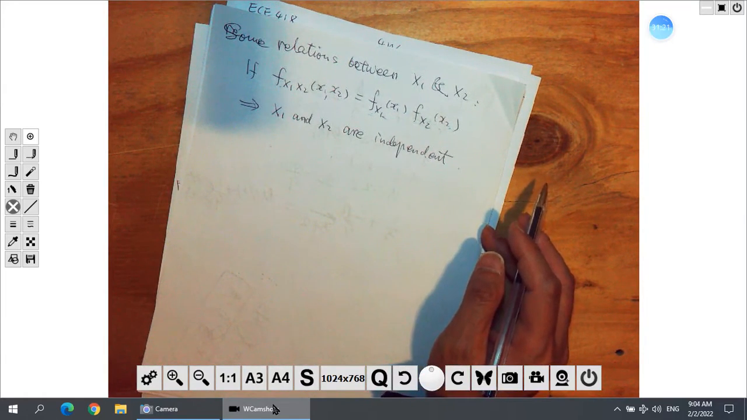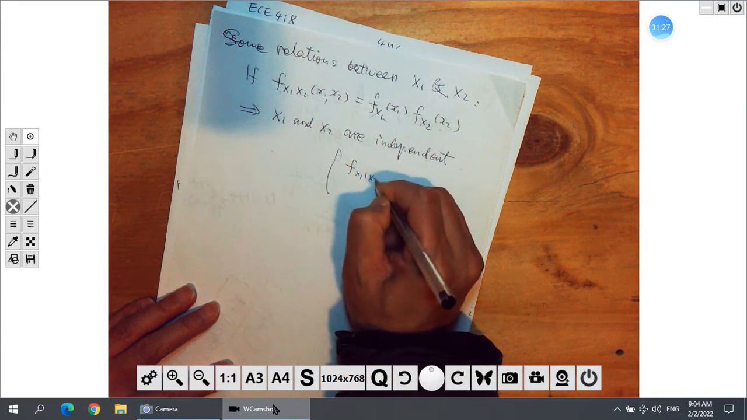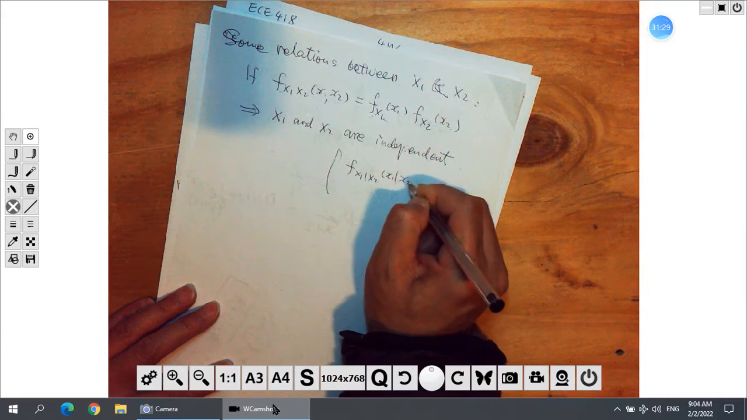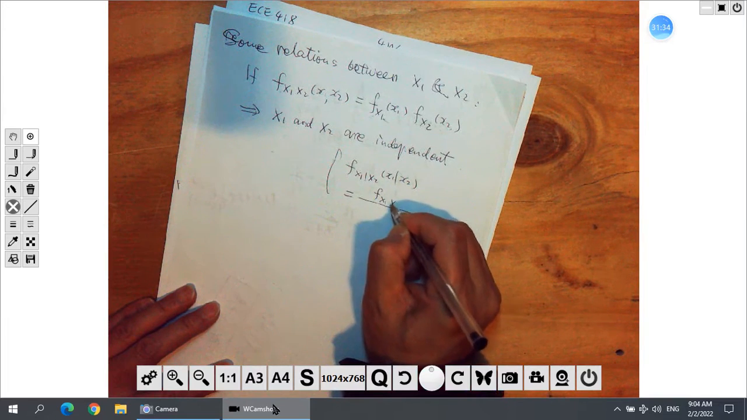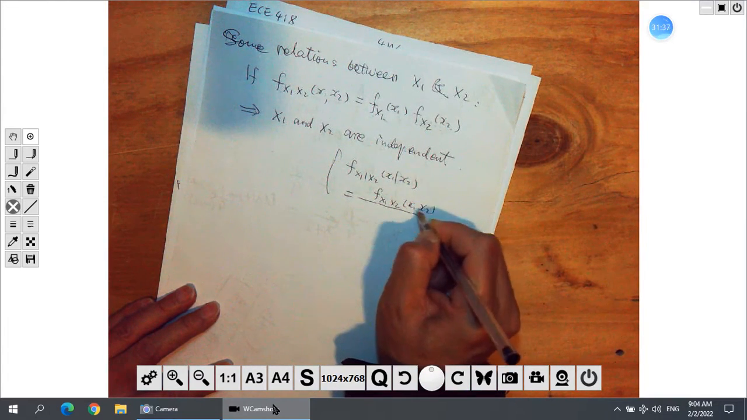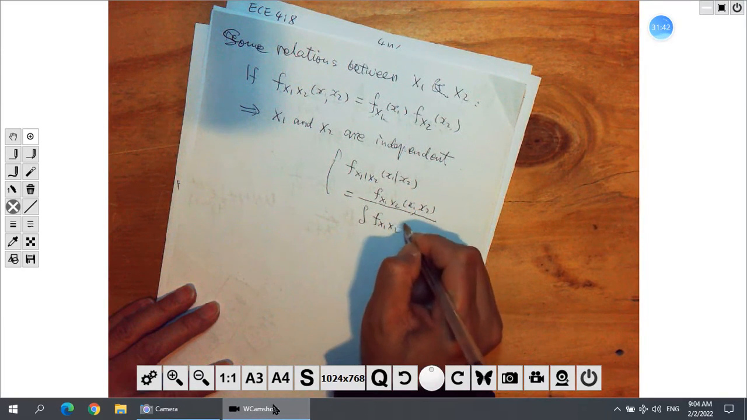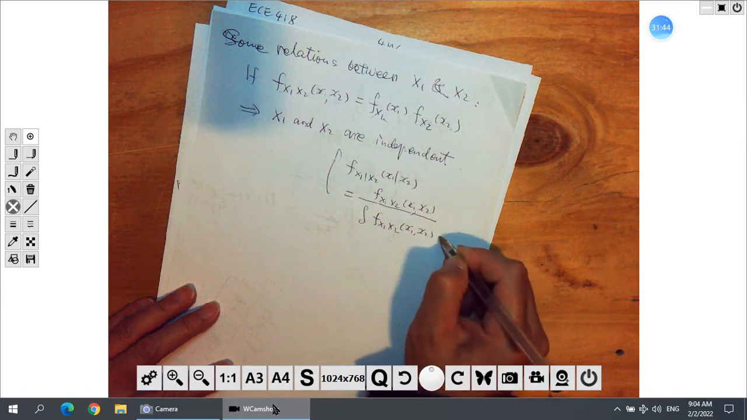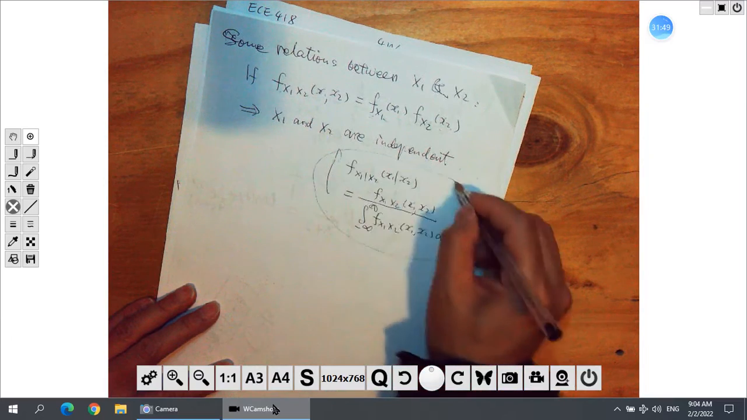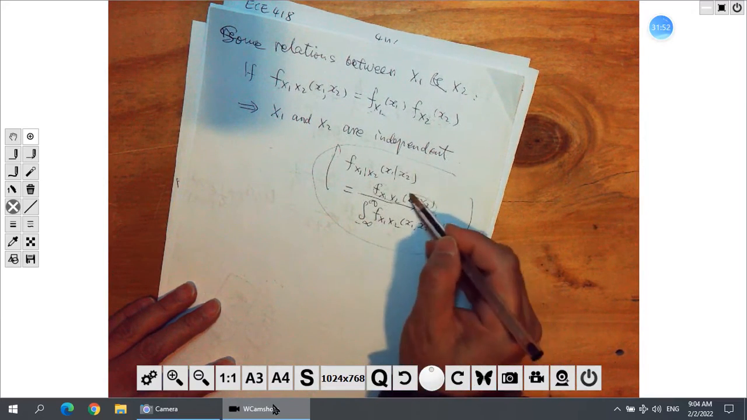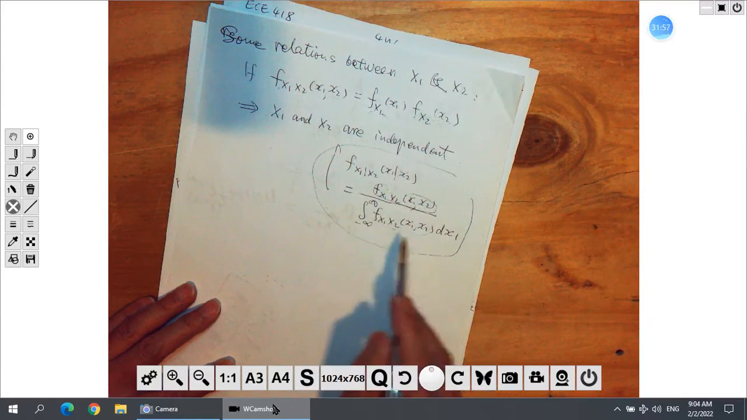Actually, you can check this. In this case, f of x1 under the condition x2. By definition, we have f(x1, x2) over the integral of f(x1, x2) dx1, right? But now, this can be written in this way, and this can also be written in this way. Both can be written this way.